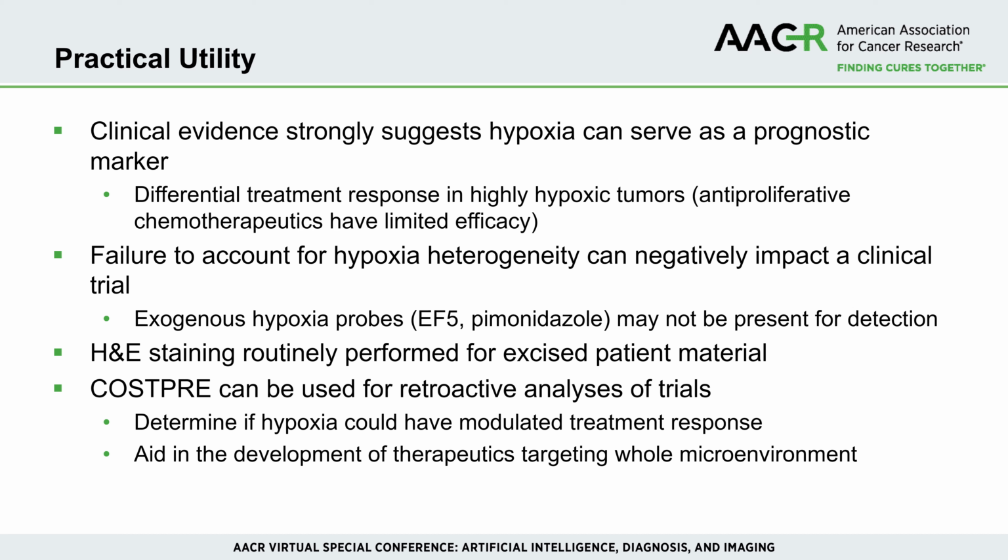As hypoxia confers a resistance to both radiotherapy and chemotherapy, numerous clinical studies have shown a strong association between hypoxia and poor patient prognosis. Failure to control for variable tumor oxygenation can negatively impact a clinical trial due to repopulation and metastasis of surviving hypoxic cells. Since hypoxia probes may not have been administered to patients and limited tissue availability can limit the retroactive analysis of unsuccessful trials, COSPRAY serves as an invaluable tool for indicating whether tumor hypoxia may have modulated treatment response.